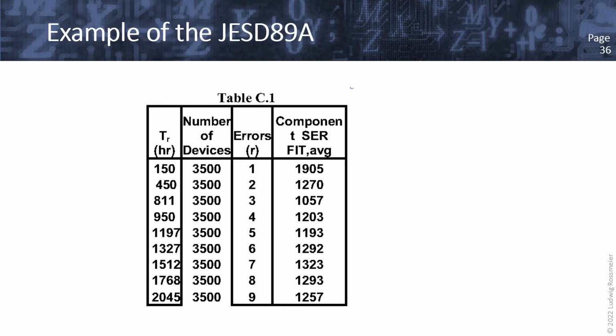In the end, I wanted to evaluate the example of the JESD89. There's a table C3 with examples. There were always 3,500 devices used. After a certain time in hours, like here 150 hours, one error occurred. That means one bit flip occurred. And from this, the component SER can be computed quite easily. The difficult thing, as mentioned, was the confidence level.